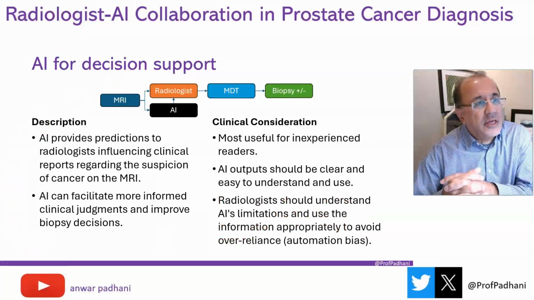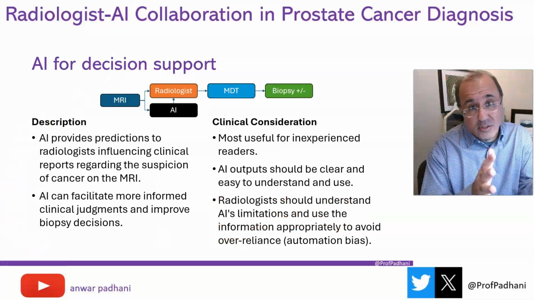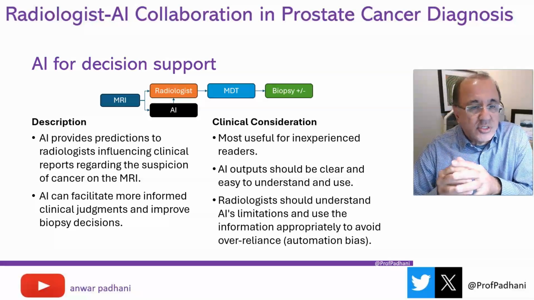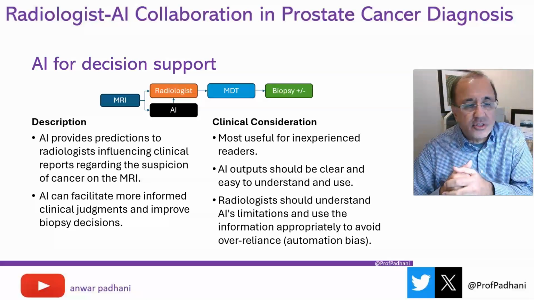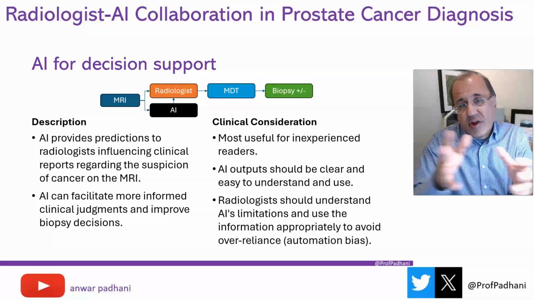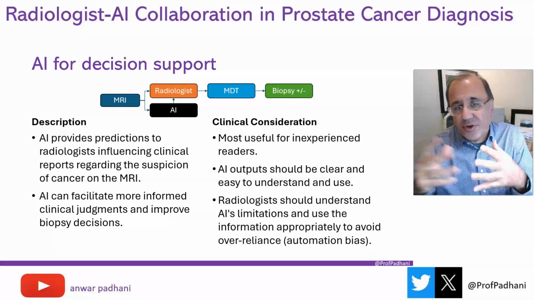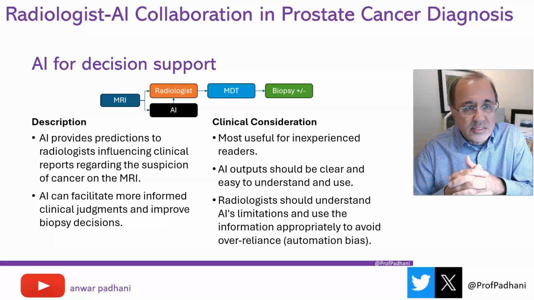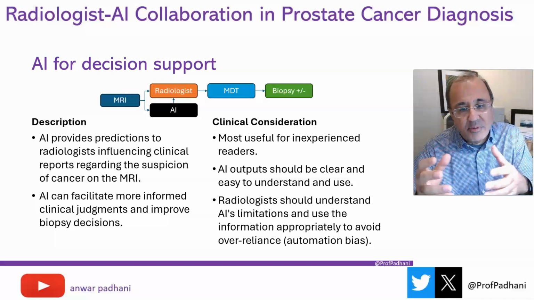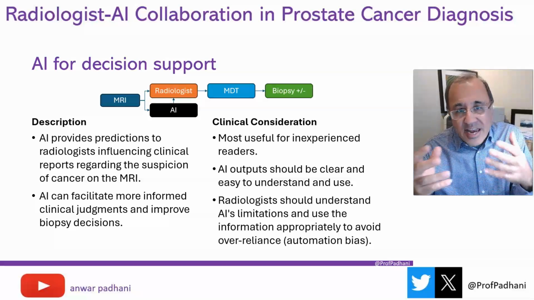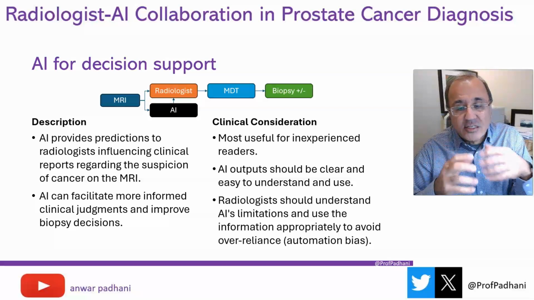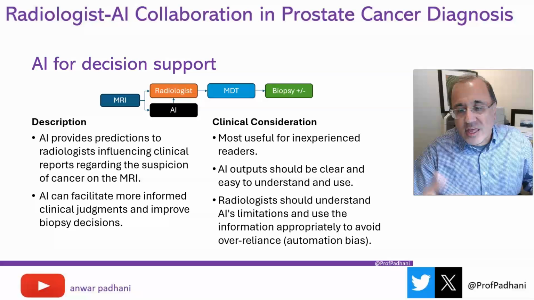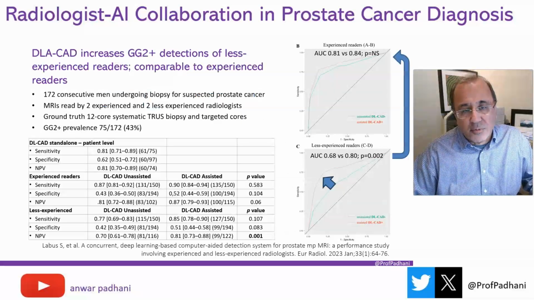Another thing we can try is to use AI for radiological decision support. In other words, in this particular instance, the AI is giving its own predictions to the radiologist, who makes that final recommendation to the MDT and urologist about the need for a biopsy. This can be helpful for inexperienced users. The AI output should clearly be simple, clear, and actionable for the radiologist to use, and the radiologist should understand the limitations of the AI so as to use the information appropriately.